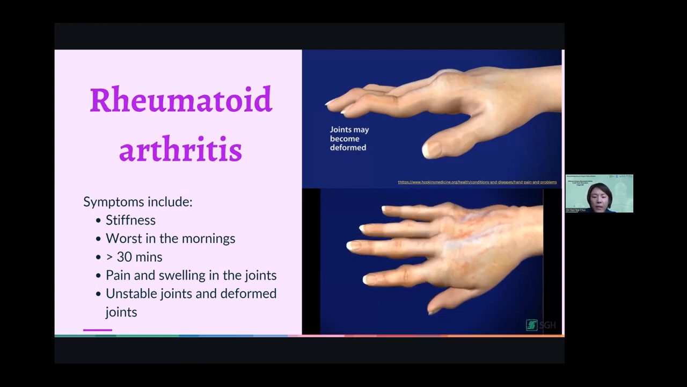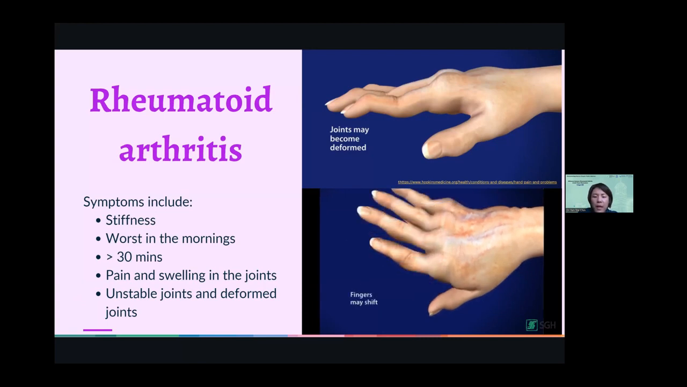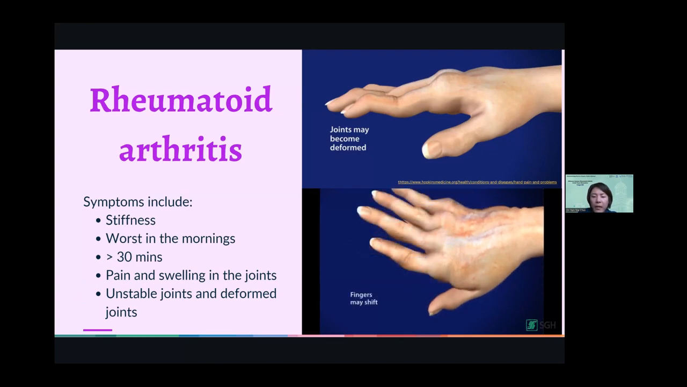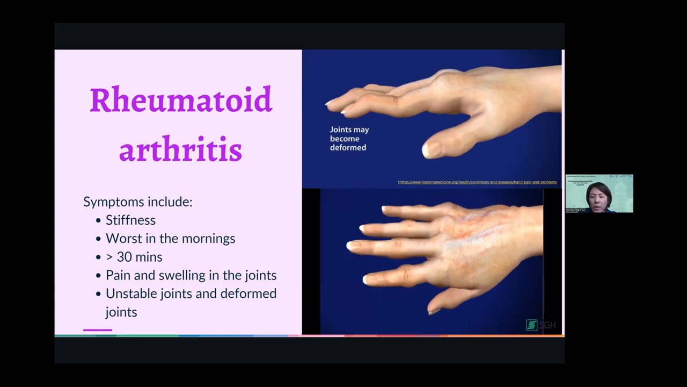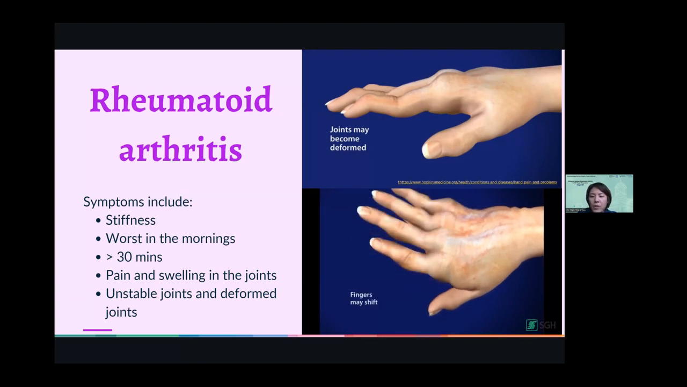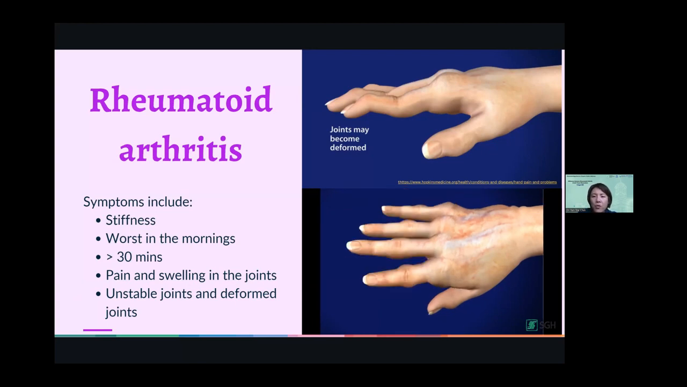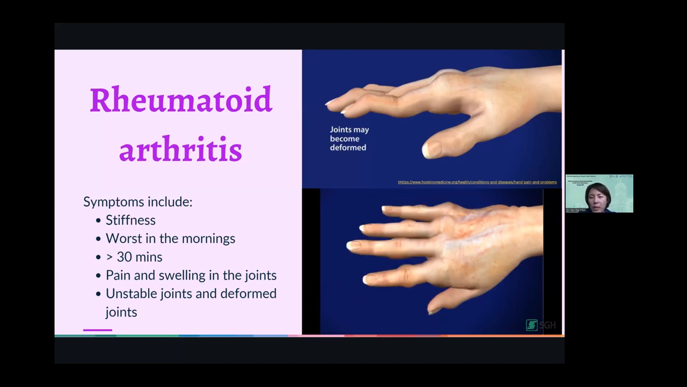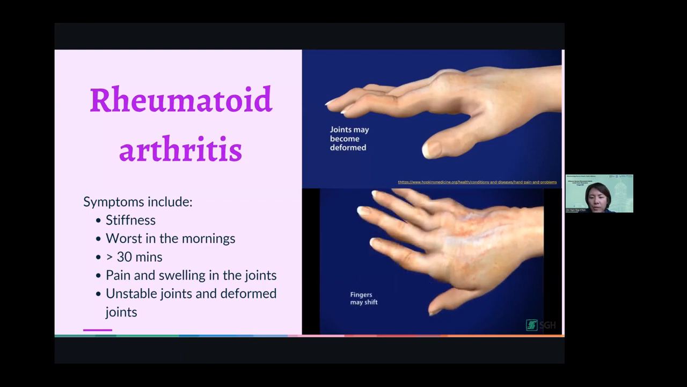The knuckles can also become inflamed, and the fingers may lose their normal straight alignment. Often, the fingers angle away from the thumb, as you can see from the video at the bottom. With this abnormal alignment, patients will find it difficult to carry out simple tasks in their everyday life, such as putting on their clothes, brushing their teeth, caring for their own appearance, even toileting.